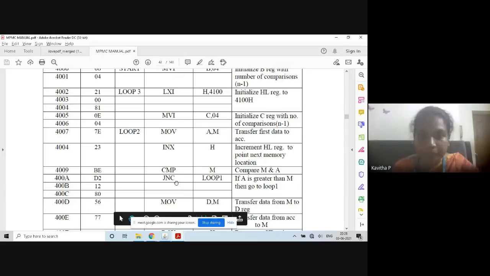If there is a carry, then it will move on to loop 1. Over here, if there is no carry, then it will move on to loop 1. That is the only difference between these two codings. What is mentioned here is if A is greater than M, then go on to loop 1. Since it is descending order, we sort the numbers from the largest towards the smallest, for which we require jump on no carry. In case of ascending order, we have JC, which is jump on carry. That is the only difference between these two codings.